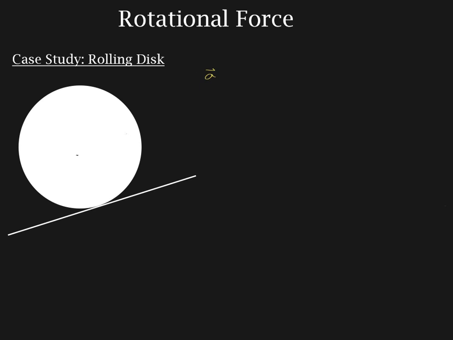I think it's pretty clear that the disk appears to be rolling around this point of the center of mass. However, you may also consider that this point of contact is also going to be the axis of rotation. And so my question for you is quite simply, which of these 2 points is the axis of rotation?